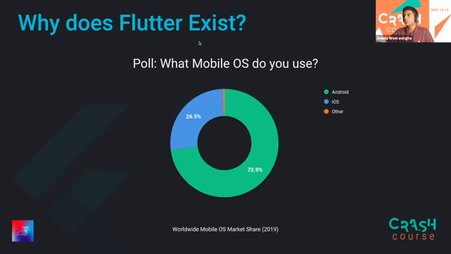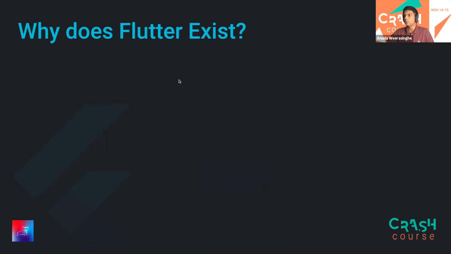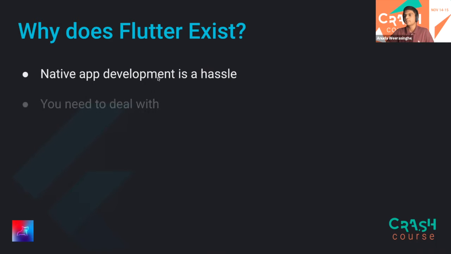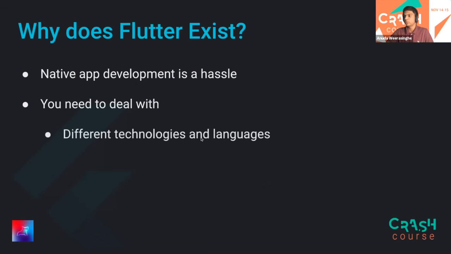So Flutter is a solution that helps you build your apps easily for both Android and iOS without having to deal with native app development. The main reason that Flutter exists is because you want to reach both Android and iOS, and because native app development is a big hassle. With native app development, you're going to have to deal with different technologies and languages. If you want to build for Android, you need to know Java or Kotlin. And if you want to build for iOS, you need to know Swift or Objective-C.